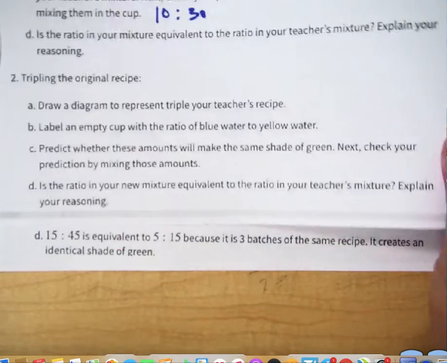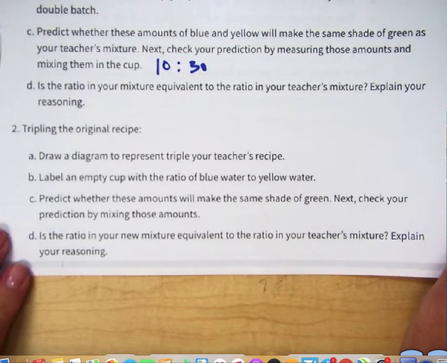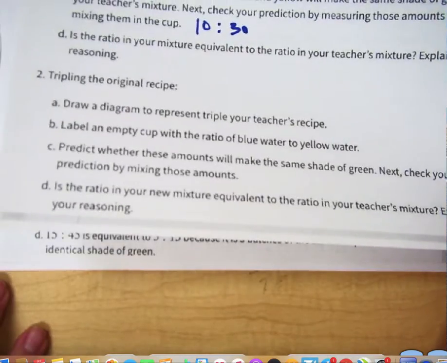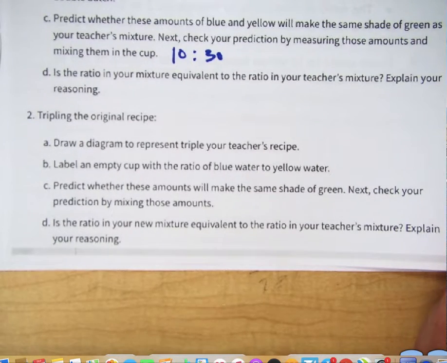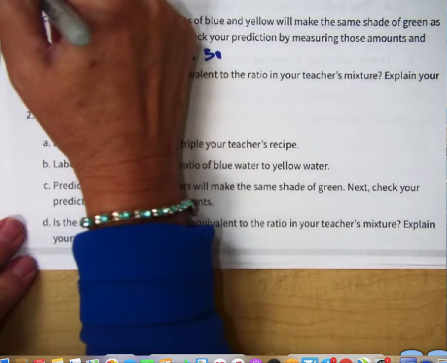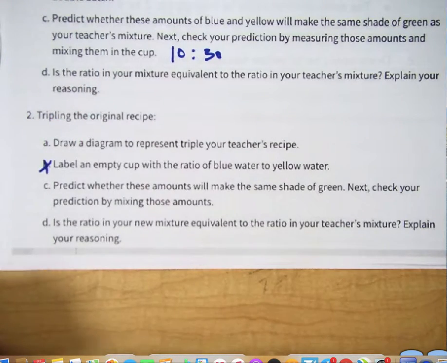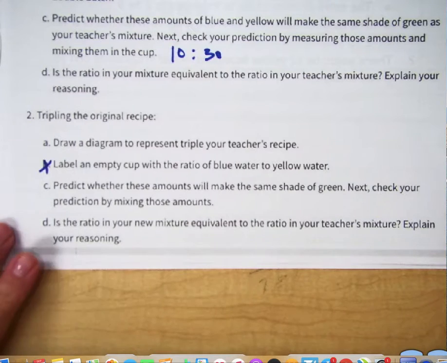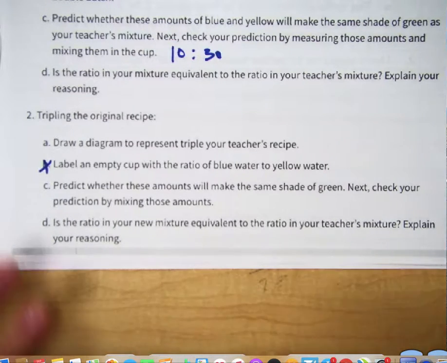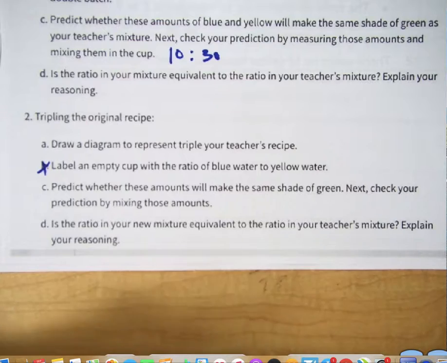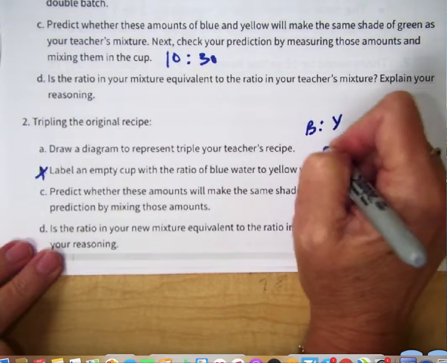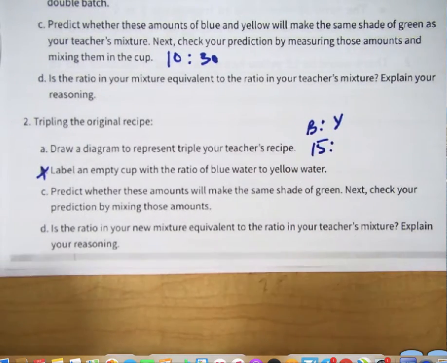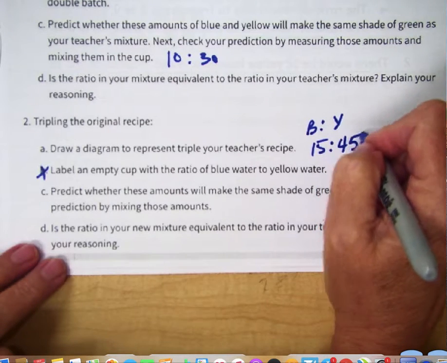So then we talk about tripling the original recipe. Well, tripling the original recipe, you would just add one more set. Again, we're going to skip over B. Okay. Triple the recipe. Let's write that down. 5, 10, 15, right? 15 blue. Blue to yellow. 15. Yellow, I had 15, 15, 30, 45, right?